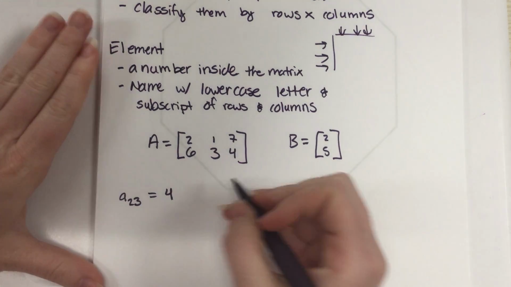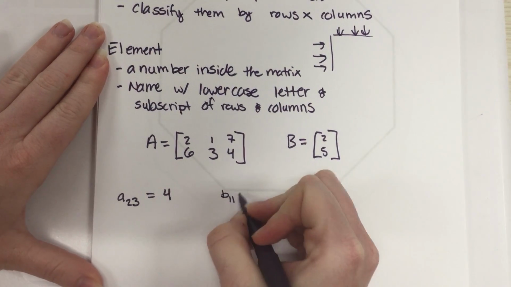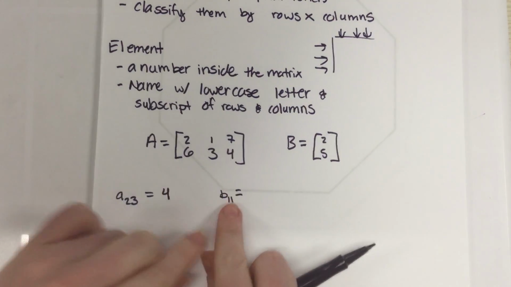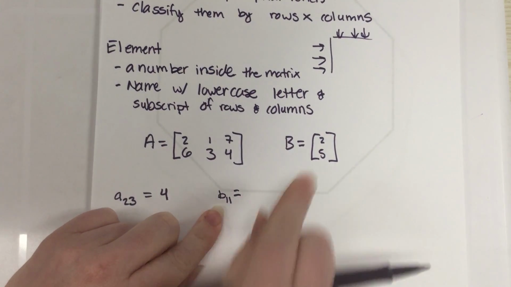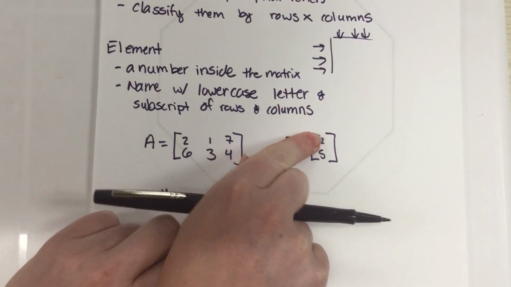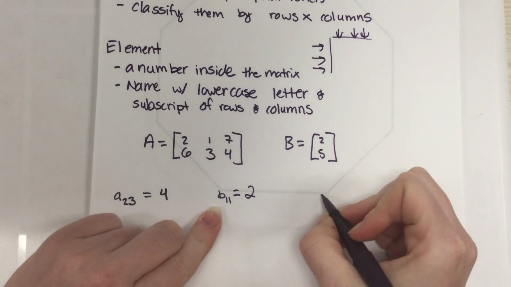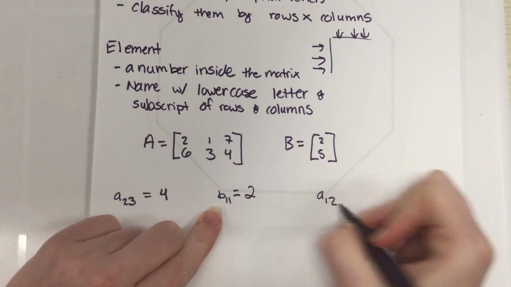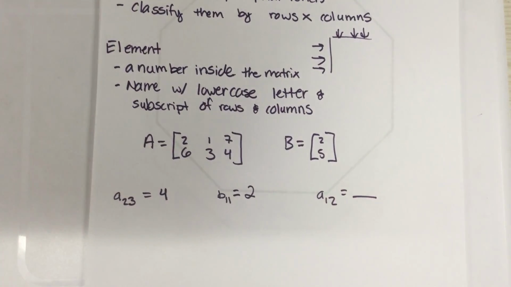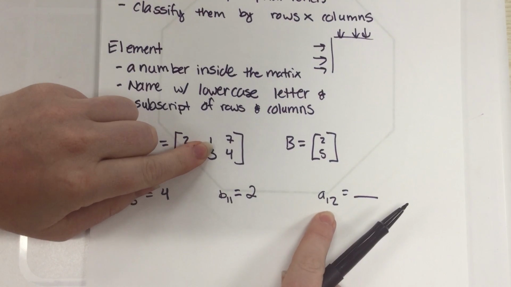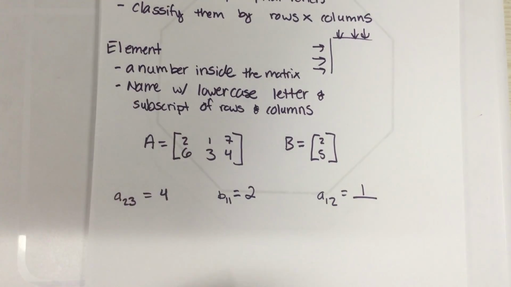Okay, so let's do another one. Let's do lowercase b11. So B sub 11. What that means is I'm in row 1, column 1. So here's row 1, here's column 1. So that answer will be 2. Okay, so go ahead, try this next one on your own. Let's do A sub 12. What is that going to be? All right, hopefully you answered correctly on the Ed puzzle, but you're row 1, column 2. So that would be 1. All right, so that's just really the intro to matrices.